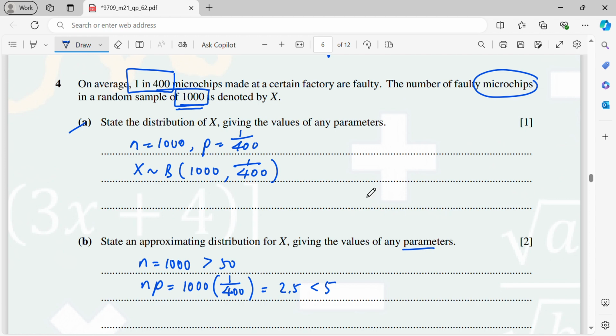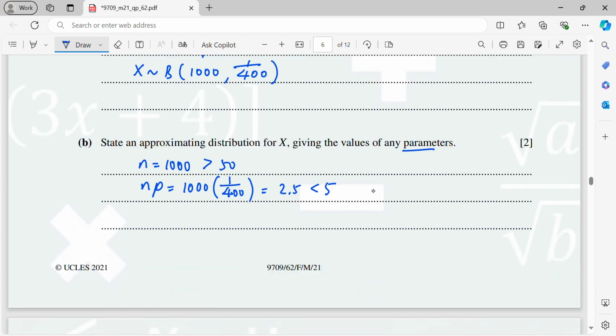So whenever it is less than 5, we will approximate it to Poisson. Okay, so the approximating distribution is Poisson with the mean of np.